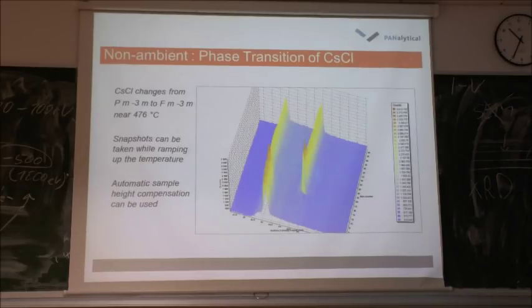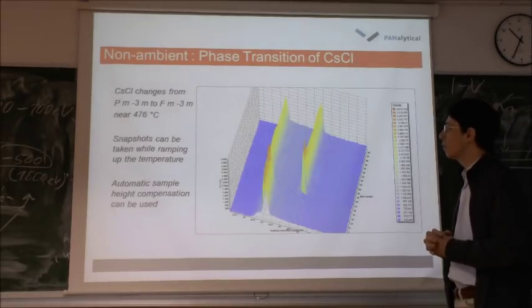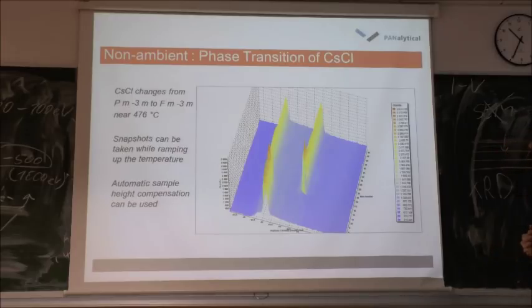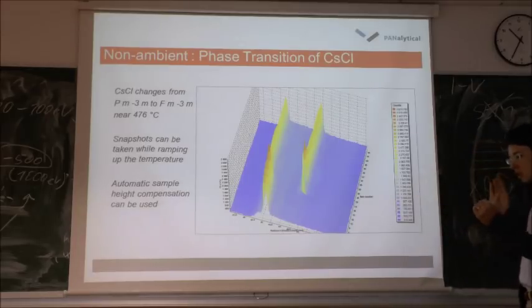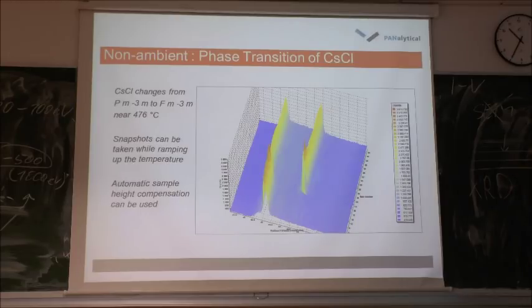Okay. Now it's still Bragg-Brentano, but not reflection, but non-ambient measurement. So this is one nice application that we can do. We work with the detector in 1D mode. That means that we can cover a certain range of 2 theta values, and this is presented in this range. So we don't change the 2 theta value. We don't change the collimator, but we keep the detector at a certain position.